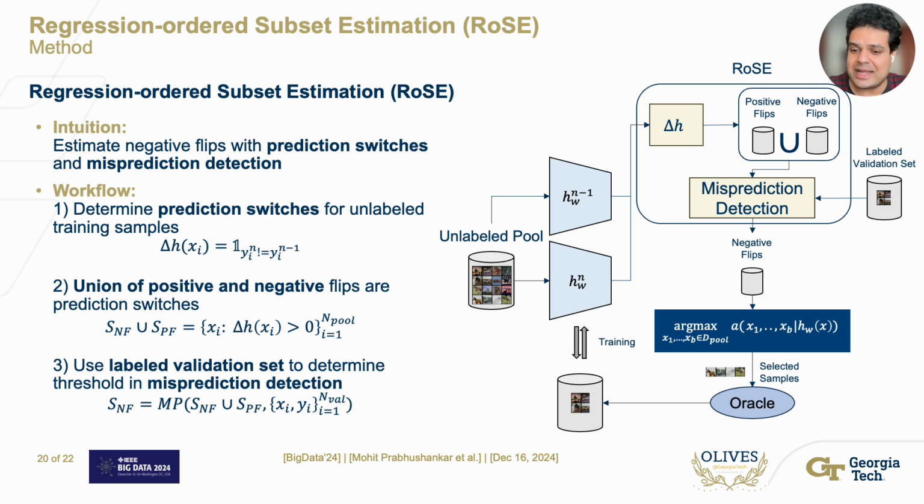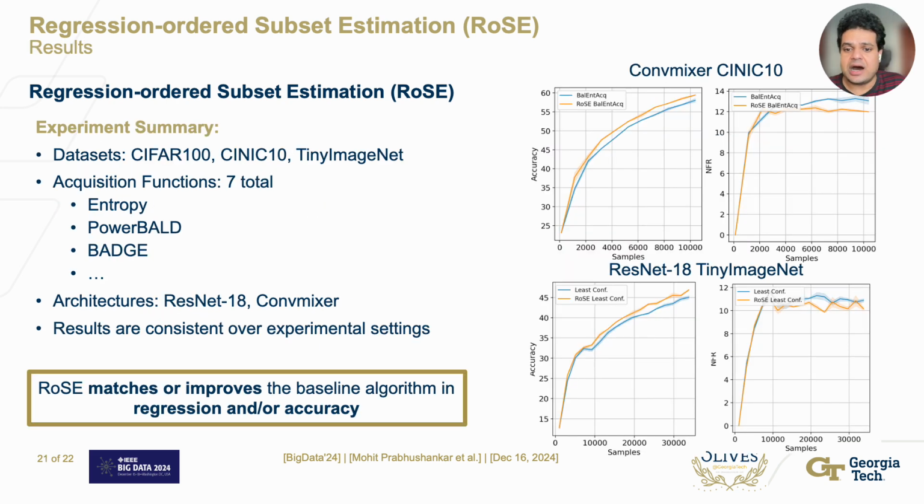To do this, we construct a small validation set and have a small binary detection algorithm where, based on this validation set, we construct a binary detector that says whether a data point has a negative flip or a positive flip. Based on that threshold, we say if a particular data point has been mispredicted or not. So we use this validation set to determine the threshold in our misprediction detection. And that's it. That gives us our results.